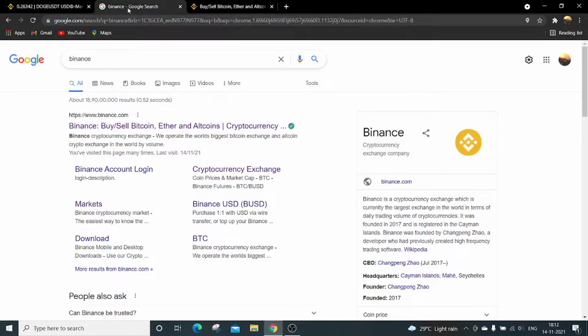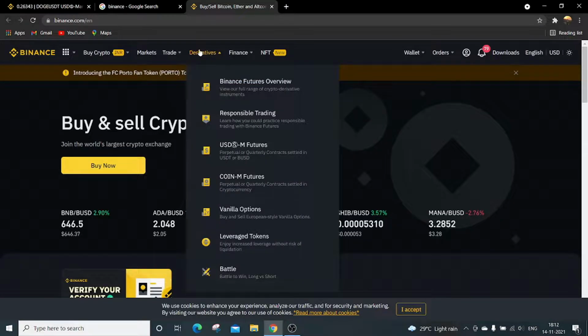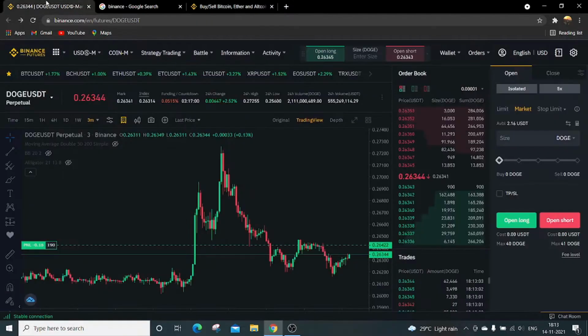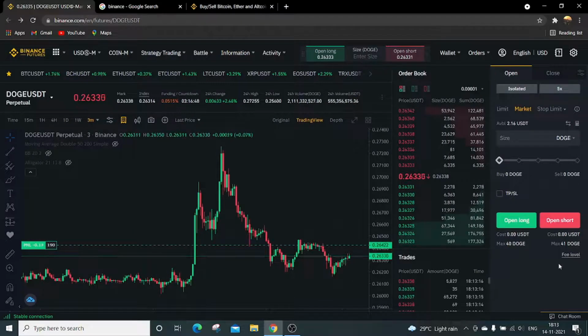Or else just go to Binance in Google, click on the first link, you will land on this page, and go to derivatives and click on this USDM futures. You will land on this page. Okay, this is the total layout of Binance Futures. So before starting the actual trading, we must know about the total layout of Binance Futures.